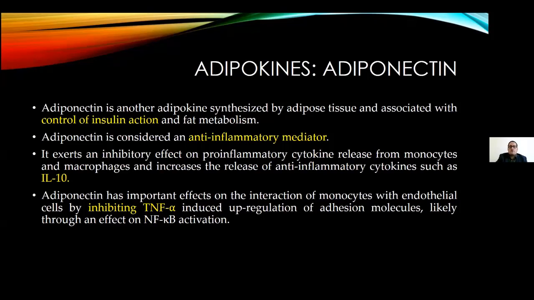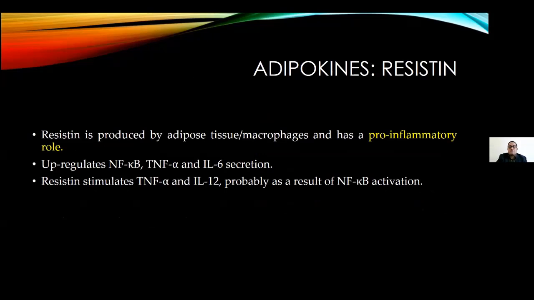The next adipokine is resistin. This is supposedly having a pro-inflammatory role, and the explanation is that it upregulates nuclear factor kappa B, TNF-alpha, as well as interleukin 6 secretion, as well as interleukin 12 secretion.